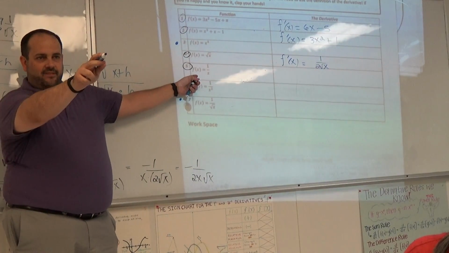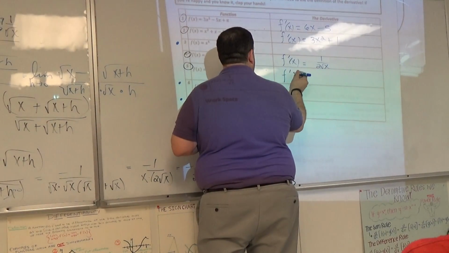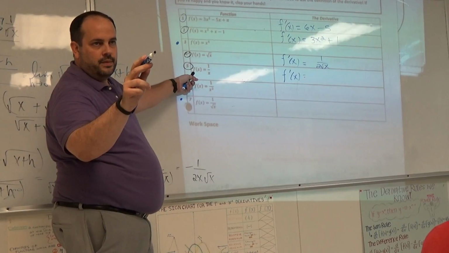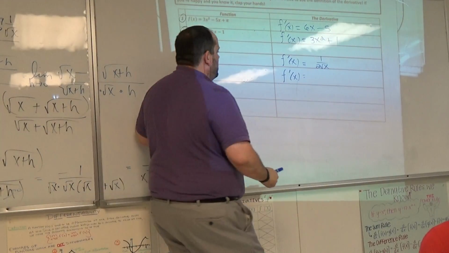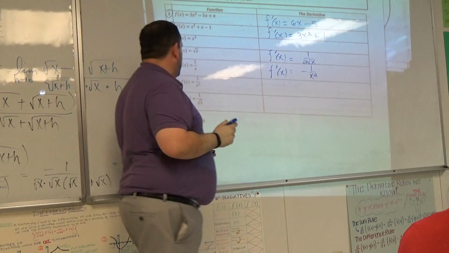Okay, number 5, that was you guys in the back. What do we get? 1 over x squared. Wait, number 5, you got what? 1 over x squared. Okay, I don't completely agree with 1 over x squared. It should be negative 1 over x squared.